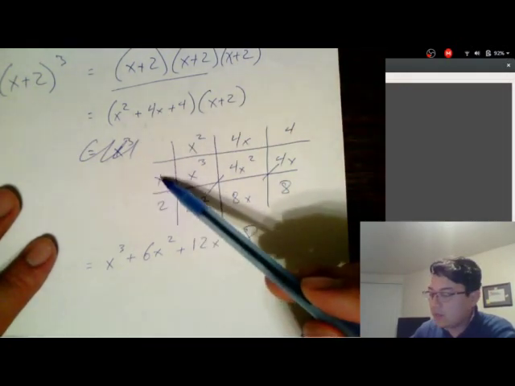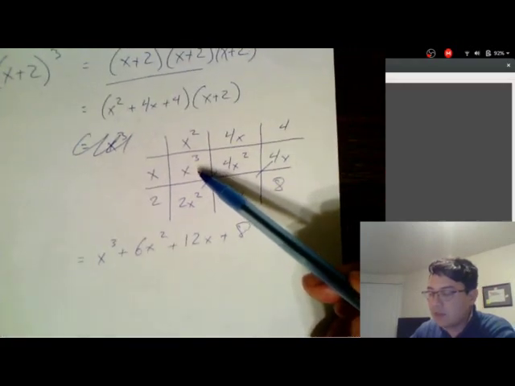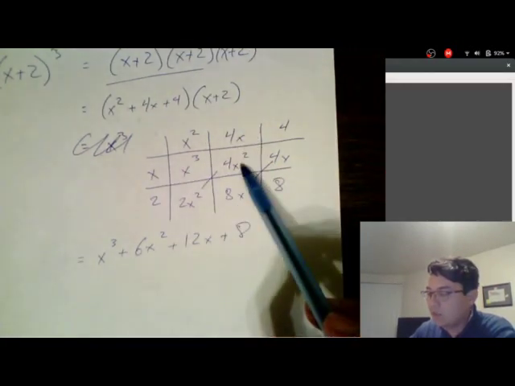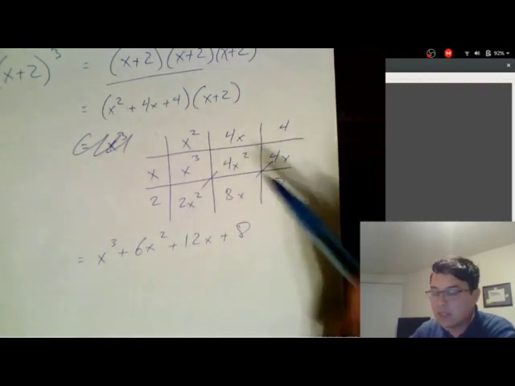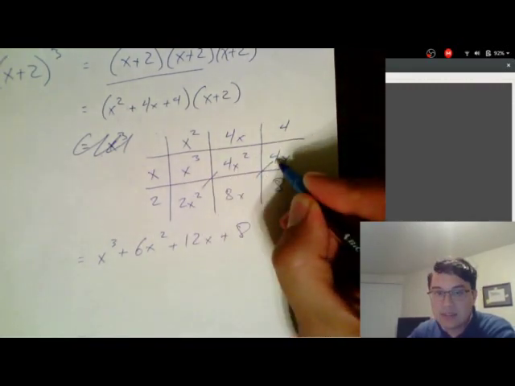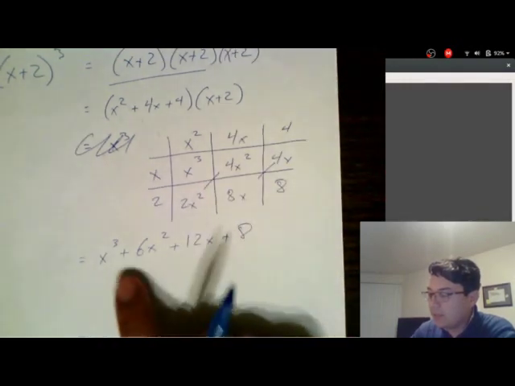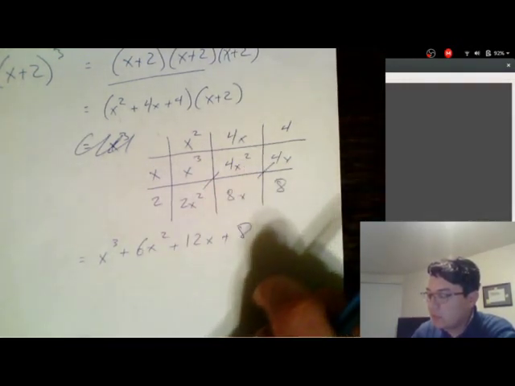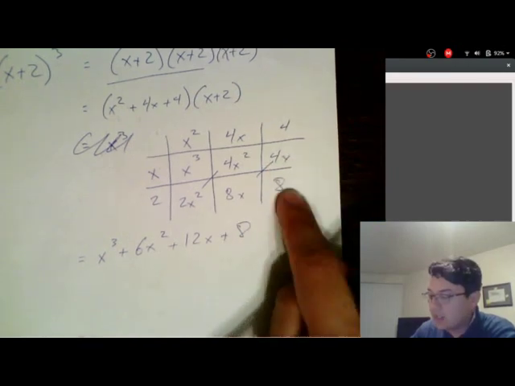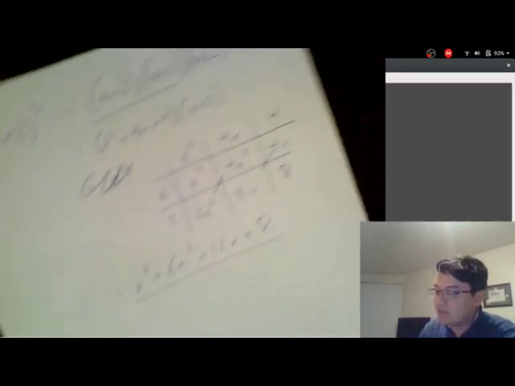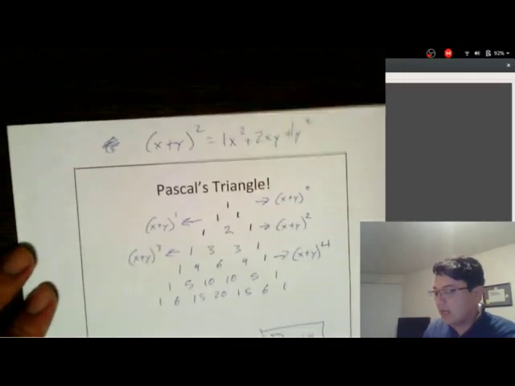Then I multiply it, so x times x squared gives me x cubed. So on and so forth. X times 4x is 4x squared, x times 4 is 4x. Do the same thing with the 2's. We get all of these. We can always add together these diagonals, and we will end up with x cubed. 2 plus 4 is 6, so that gives me the 6x squared. 8 plus 4 is 12x, and then the 8 at the end, which matches our answer from the other side.